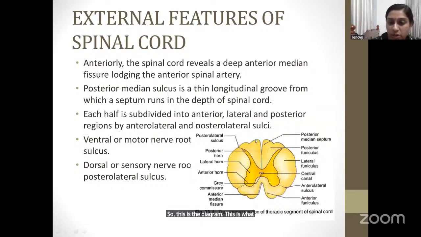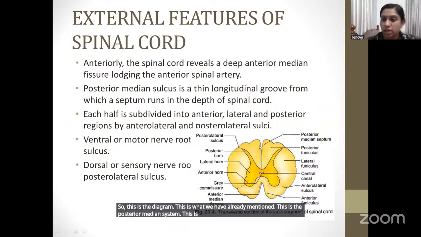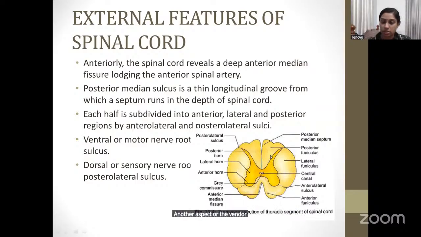This is what we have already mentioned. This is the posterior median septum. This is the posterior aspect or the dorsal aspect. This is the anterior aspect or the ventral aspect. Okay, so this is the posterior median septum, and this is the anterior median fissure. And here we can see the central canal.